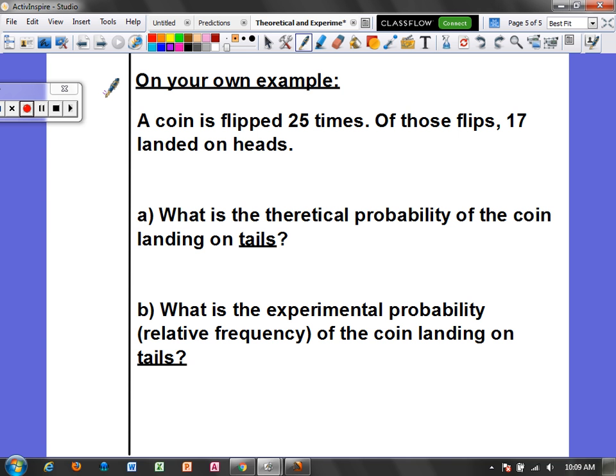Okay, now it is time for you to try. So a coin is flipped 25 times. Of those flips, 17 landed on heads. For letter A, you're going to find the theoretical probability, and for letter B, you are going to find experimental probability. Keep in mind, theoretical is what should happen. Experimental is what actually happens.